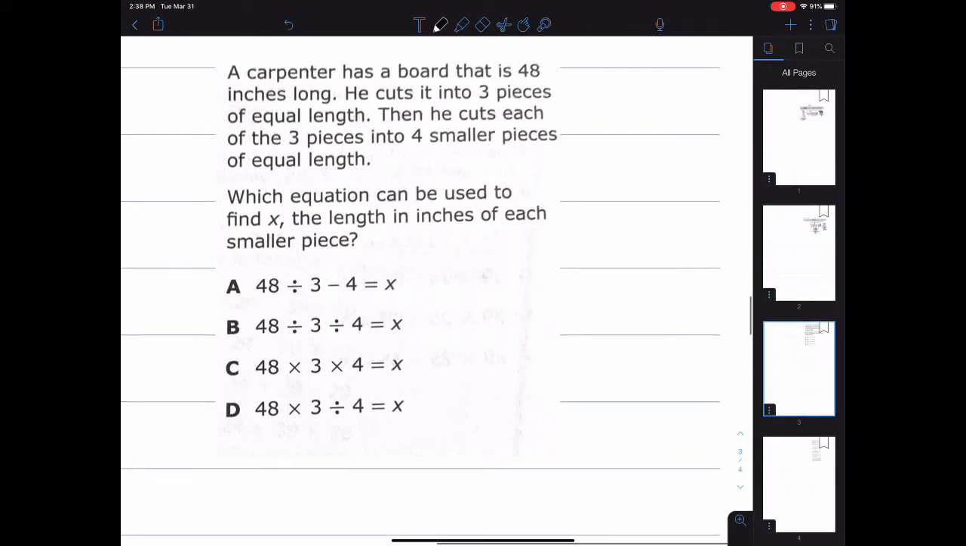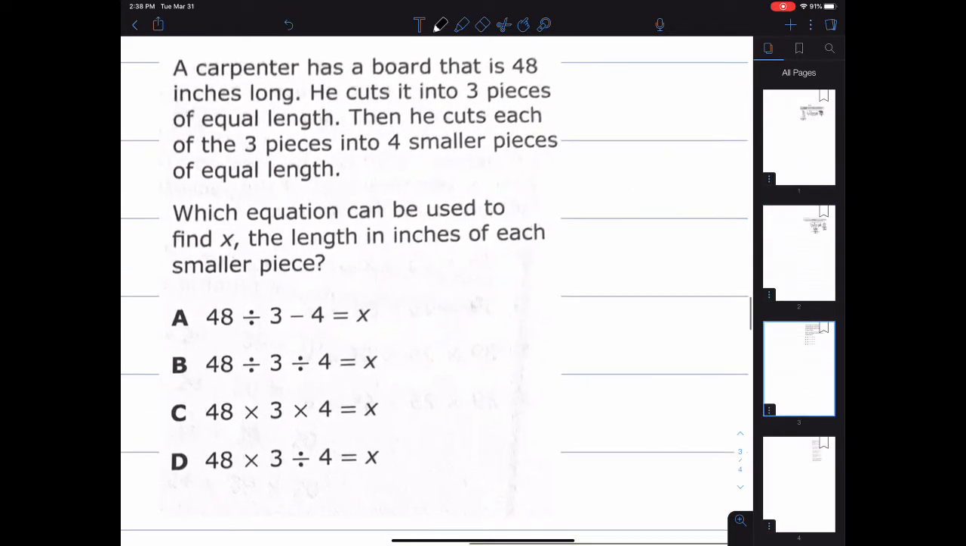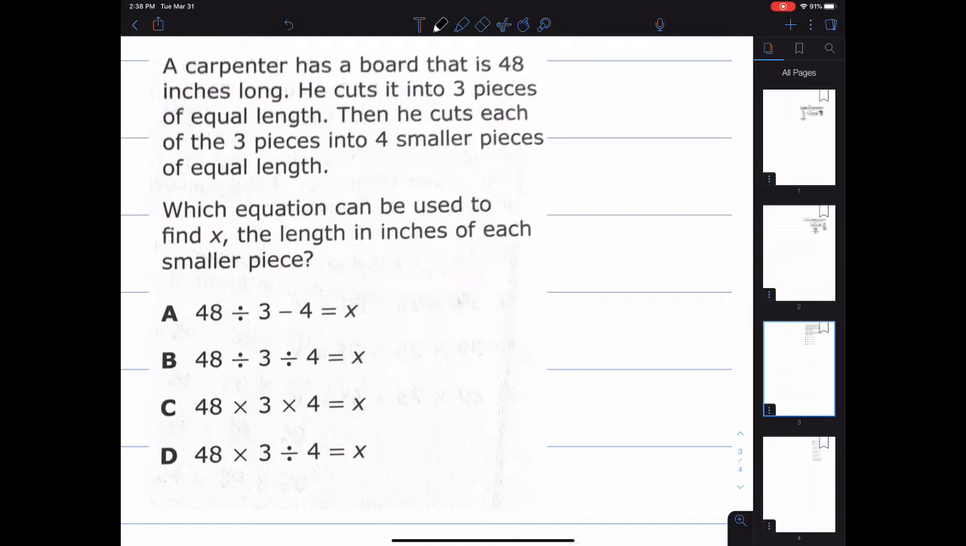Today, you don't even need to solve, which is, to me, actually easier because you don't need to solve the problem. You just need to know how to make the strip diagrams and what equations you're going to be using to solve these problems. So let's look at this problem.